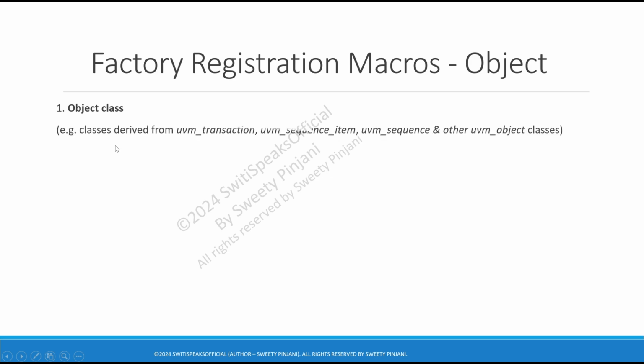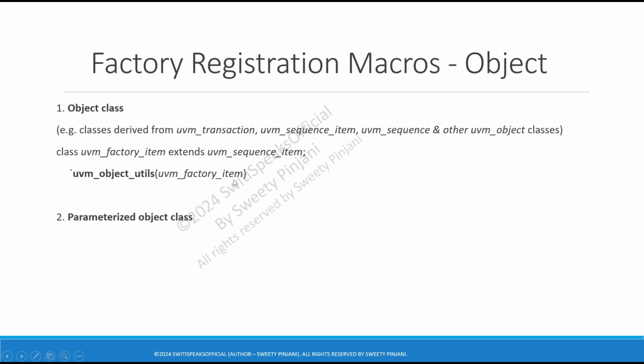If you have an object class, what can be the object class? Again, UVM itself has a lot of inbuilt object classes like UVM transaction, UVM sequence item, UVM sequence, or anything which is derived from UVM object. All these will become the object classes. I have an object class. I am creating an object class which is extending UVM sequence item. This is UVM factory item, the name of my class. UVM is providing me a macro UVM object utils, and here I will pass my class. This is for the object class, UVM object utils.